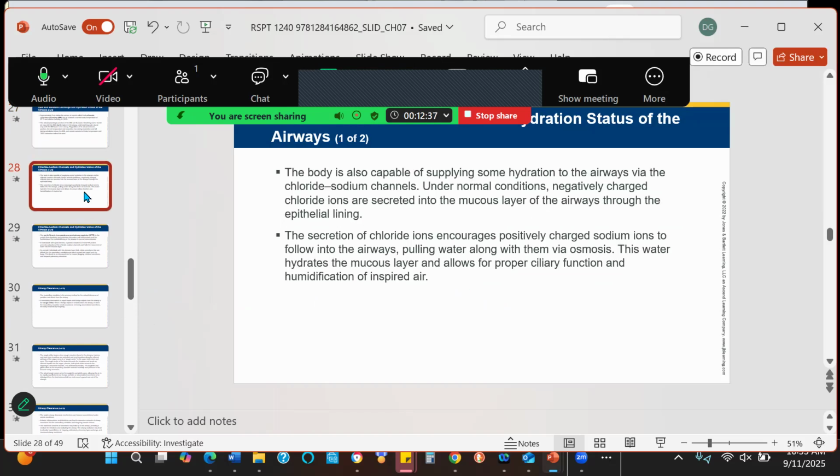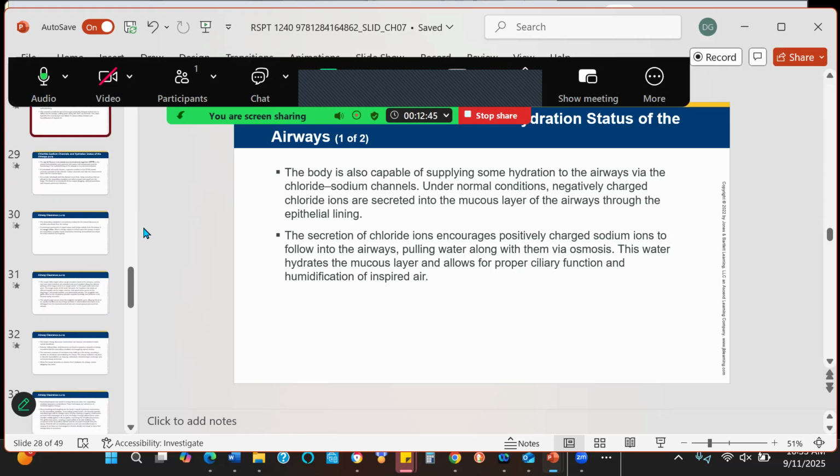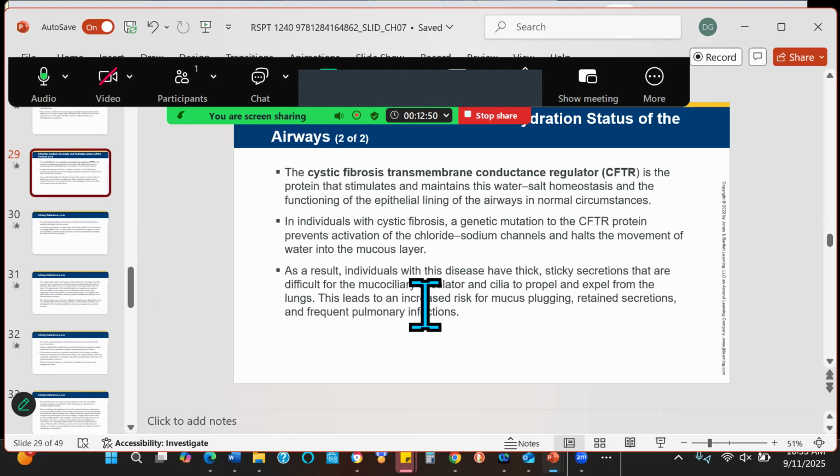Okay. The body's also capable of supplying some hydration through chloride sodium channels, but let's not depend on that. Let's give the patient enough humidification so that it is easy for the body to keep up with that.